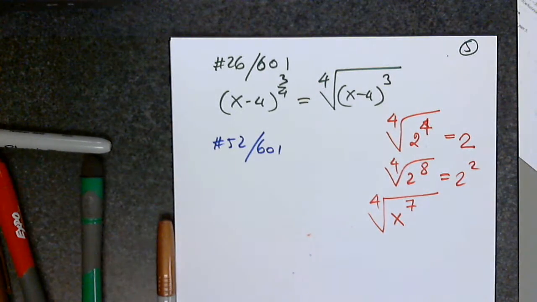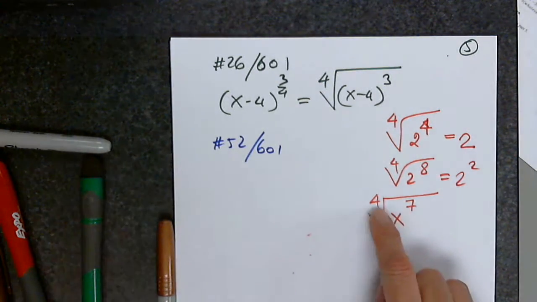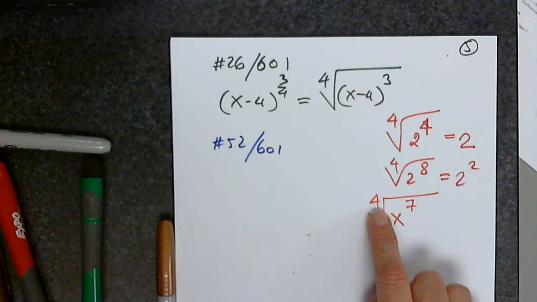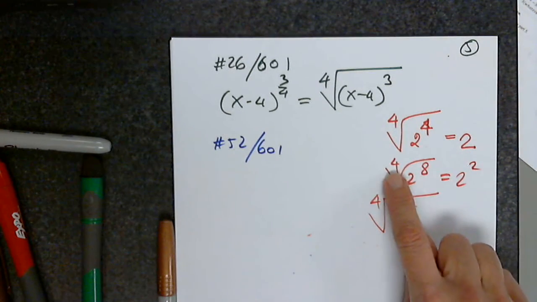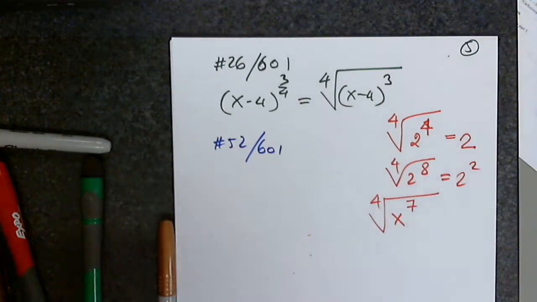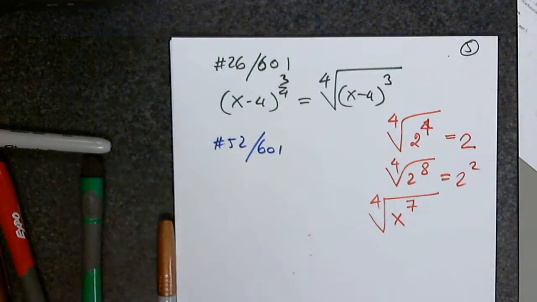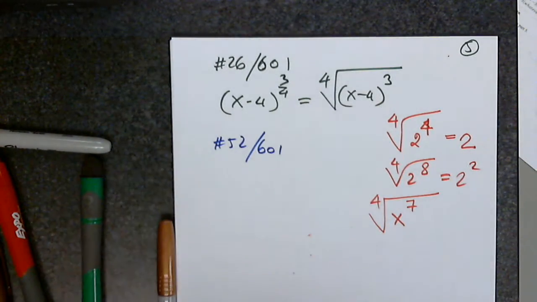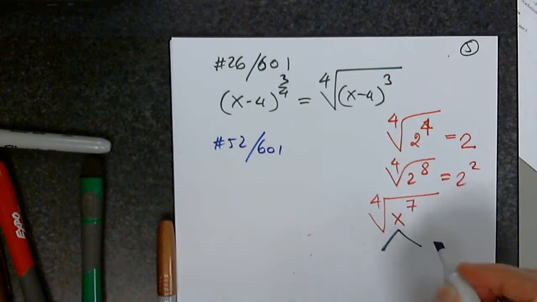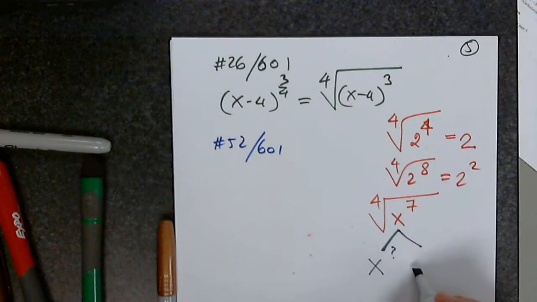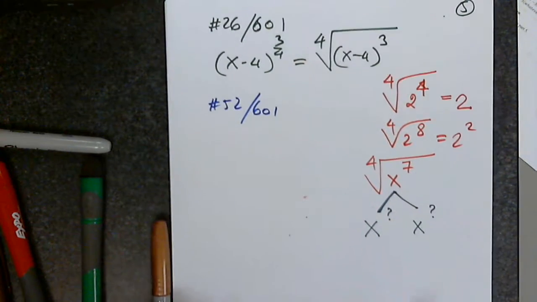Okay, what do I do now? Well, obviously, 7 is not divisible by 4, right? Here, 8 was divisible by 4, and I got 2. The radical is going away, and it's done. So what will I do with this? Since 7 is not divisible by 4, I can split it. But I want you to tell me how to split it. x to some power times x to some other power.